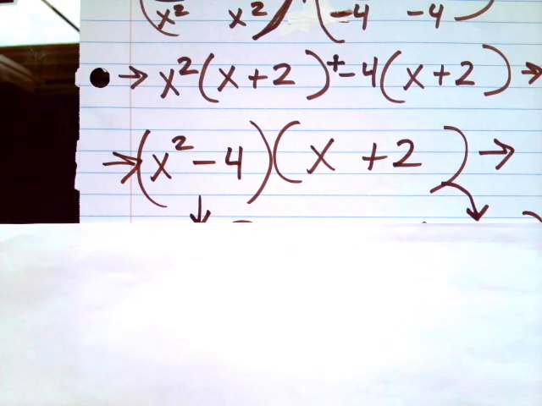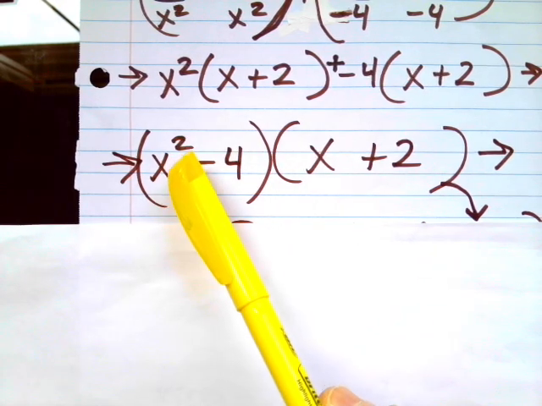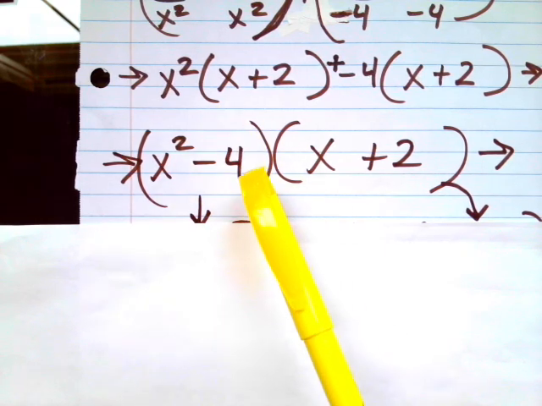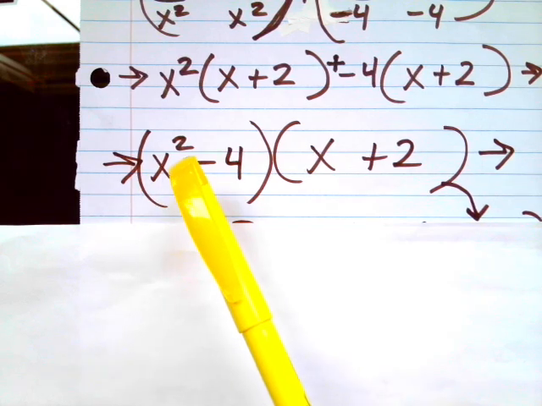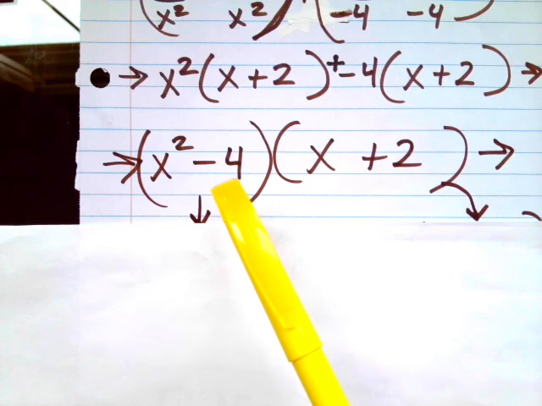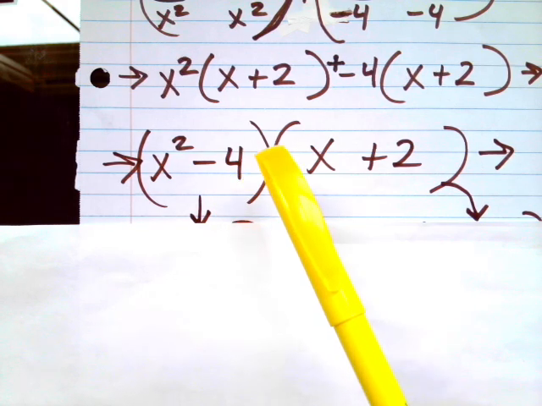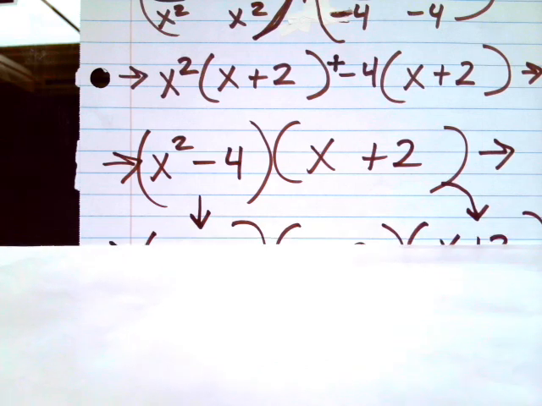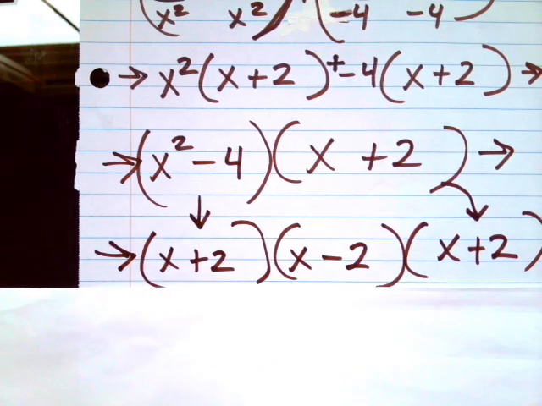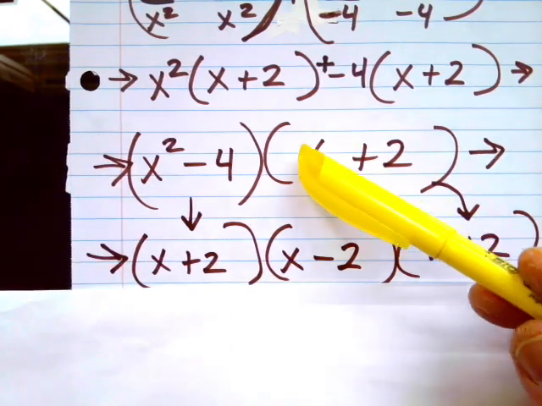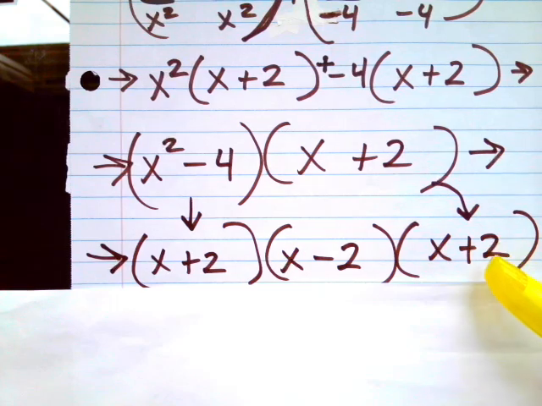Now, I do need to point out again, x squared minus 4 is the difference. It's called the difference of squares. Because I know x times x gives me x squared. And I know a negative 2 times a positive 2 will give me negative 4, but they'll add up to 0. So they're a special difference of squares, if you will. So I'm going to show you that now. We have x plus 2, x minus 2, and then the original x plus 2 in parentheses comes down here.